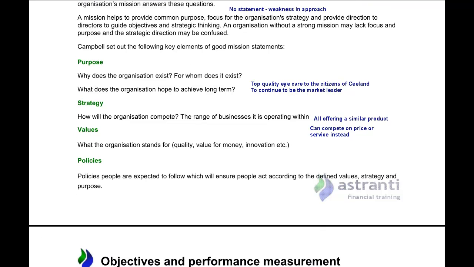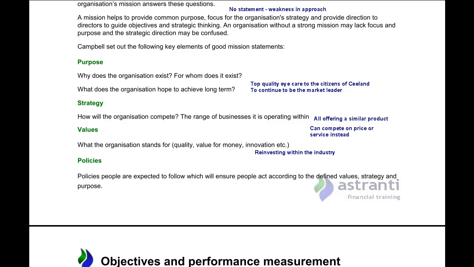Next up is value. So what does the organization stand for? So I've put a few things here: value for money, quality, good customer service feeding on from strategy. Innovation here is another important one. We saw in the case study there was a regular mention about the established research and development department at IC Optical, and also their ties within the universities as well. So they're helping to bring forth the next generation of eye care specialists, so reinvesting in the industry, making the industry more sustainable. And finally, policies.